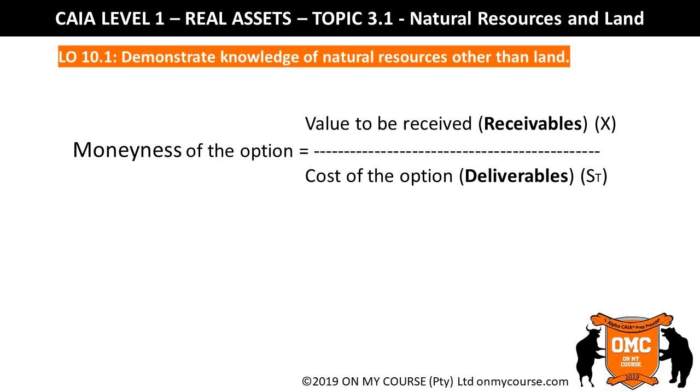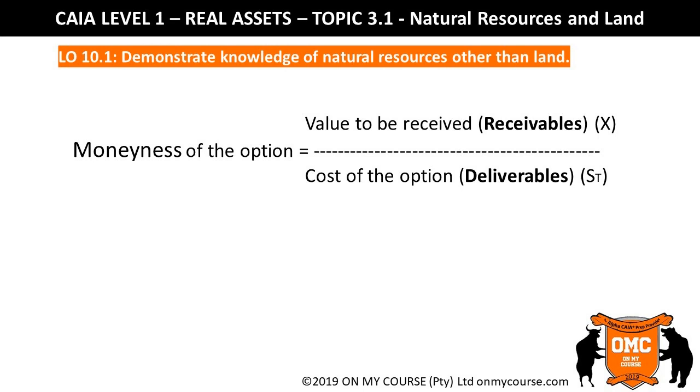So the ratio or the moneyness of the option is the value to be received, the receivables, which we determine as X, over the cost of the option, the deliverables, which, as I said, we show as an S with a small t. There's no right or wrong time to exercise an in-the-money option, but the moneyness ratio is a good tool to determine how in the money the option is. The higher the ratio, the more valuable the option. We refer to such an option as being deep in the money. As a general rule, a natural resource should not be developed until the option is substantially in the money.